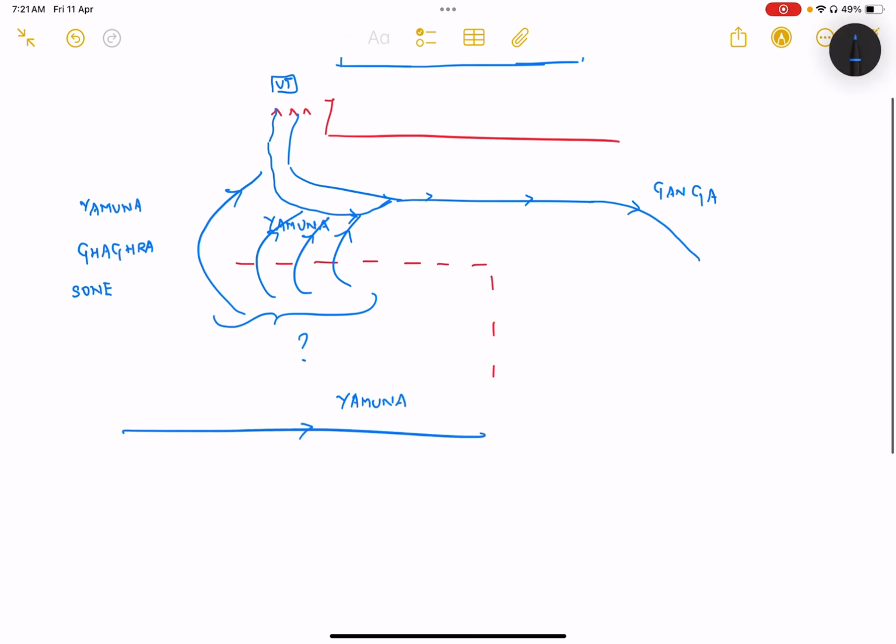Yamuna, the major tributaries are river Chambal. Then we have river Sindh. Then we have river Betwa. And after Betwa, we have river Ken.